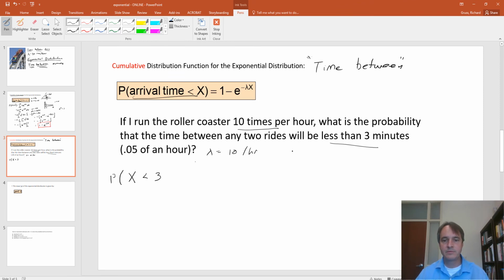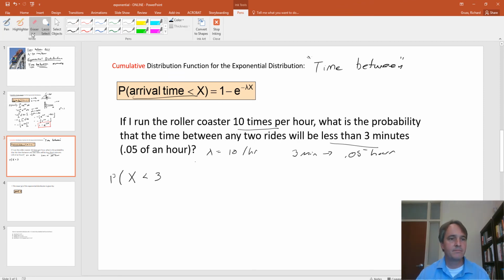But remember that that's 3 minutes, and we actually expressed our rate in terms of hours. So let's go ahead and use the hours, which would be 0.05 of an hour, because 3 minutes is 5% of an hour. 6 minutes would be 10% of an hour, so 3 minutes is 5% of an hour.